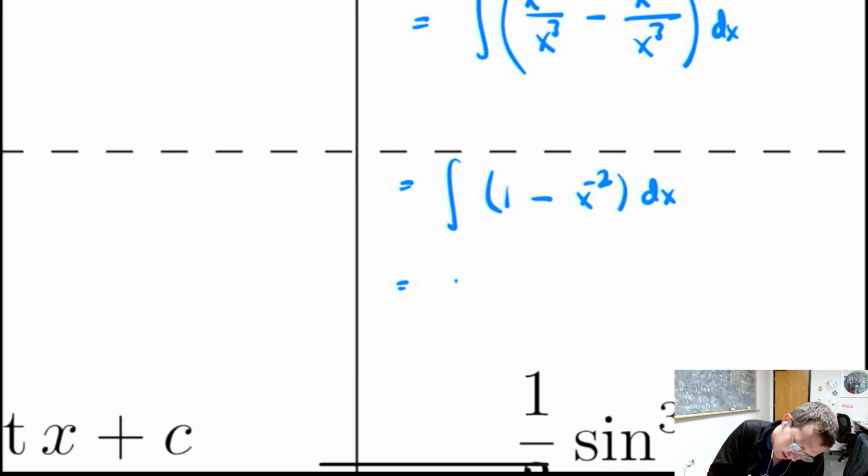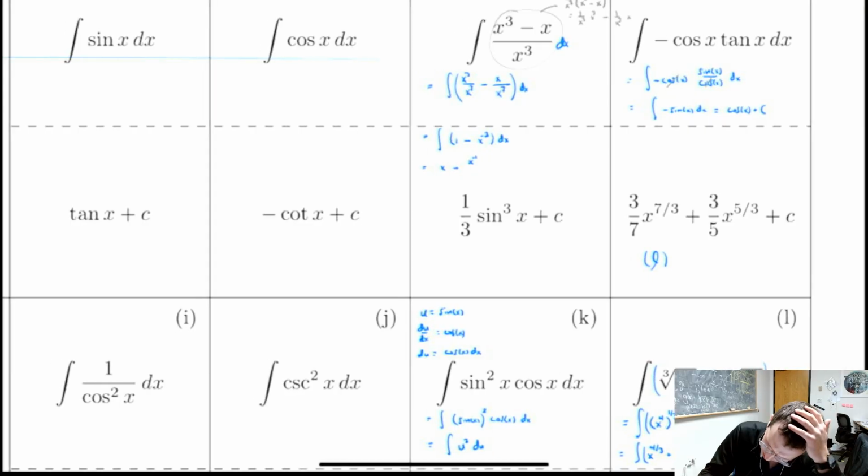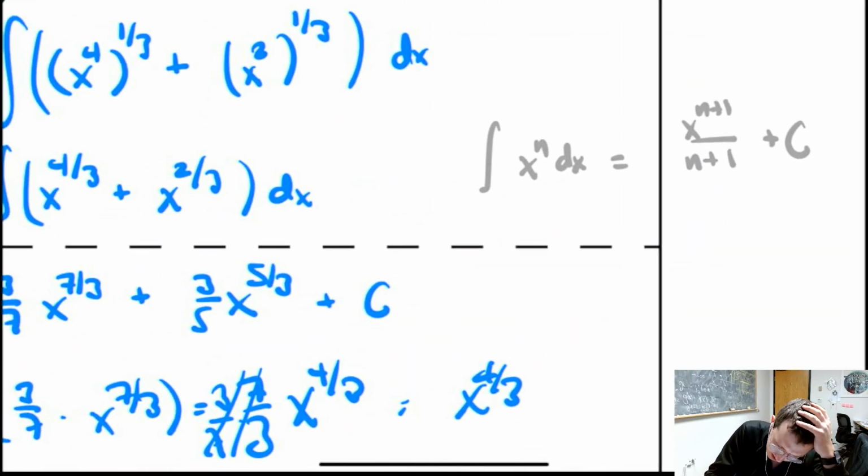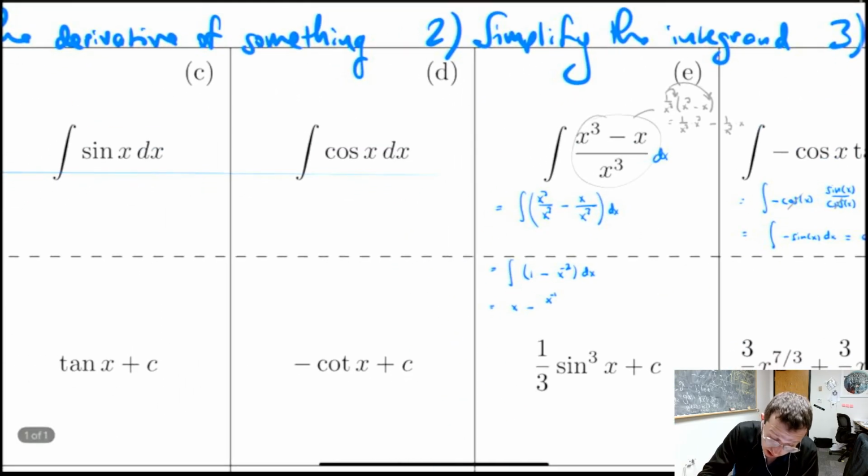So the antiderivative of 1 is x. The antiderivative of x to the minus 2 is, and I'm using the reverse power rule once again, I bump the power up by 1 and divide by that new power. So I go from a negative 2 up to a minus 1, and I divide by a minus 1. So I get x plus x to the minus 1, which is 1 over x.